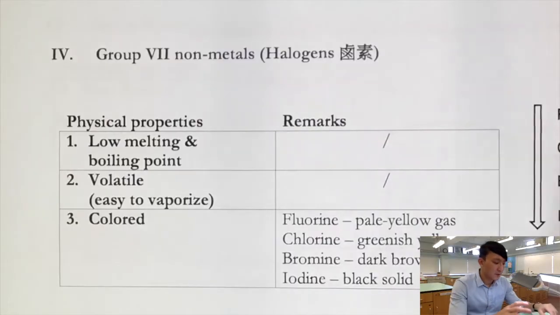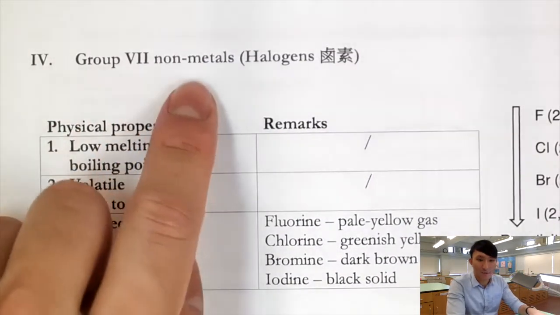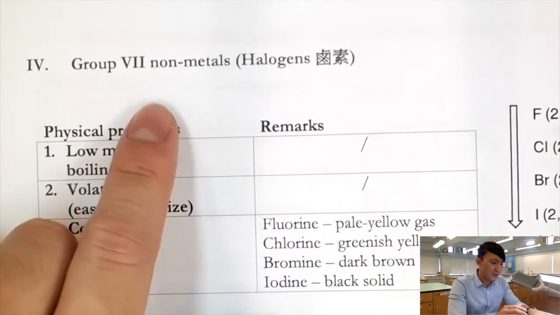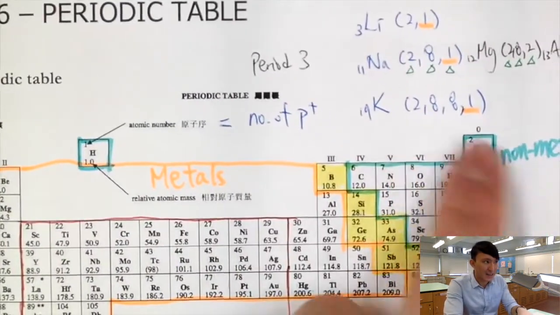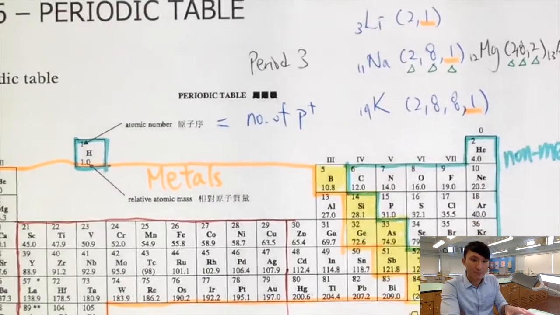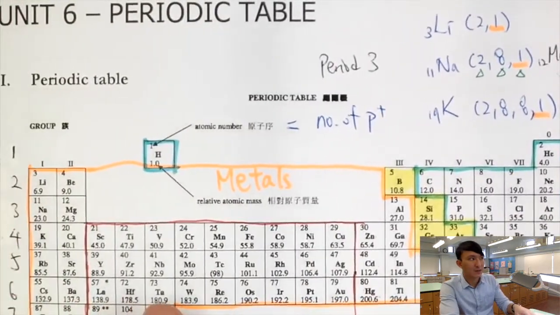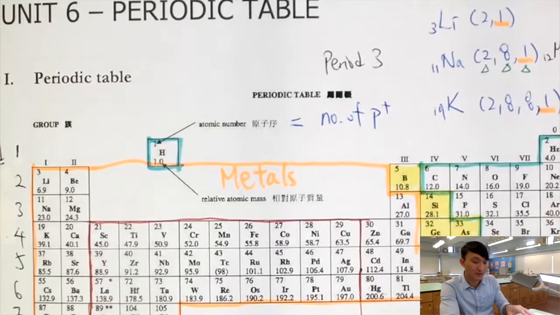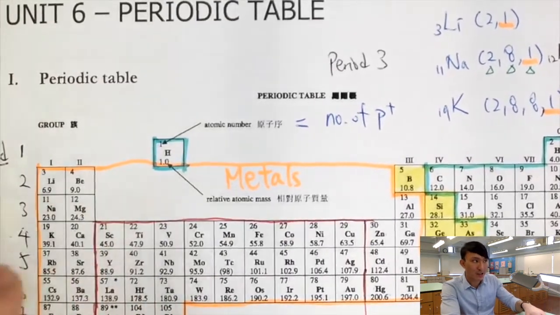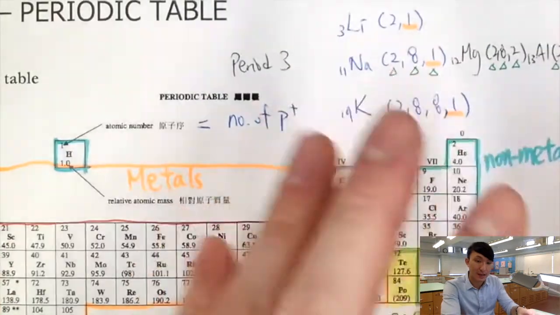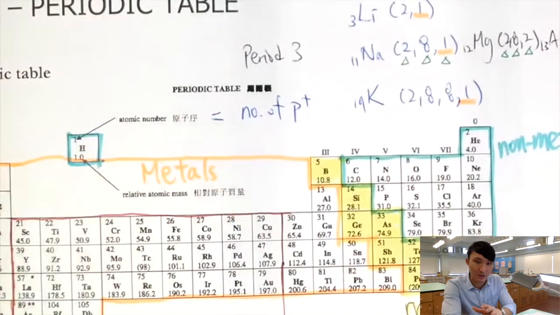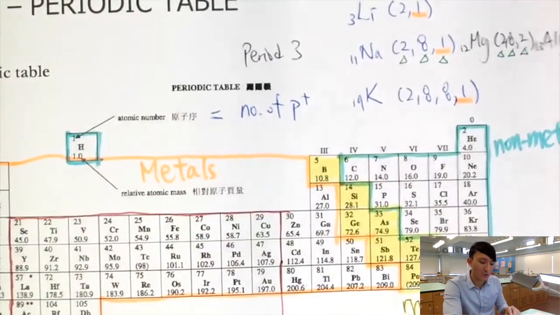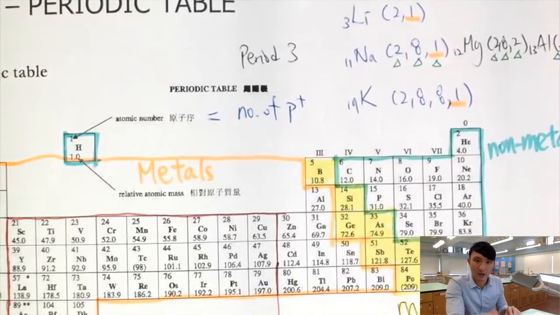All right. Now let's move on to Group 7 nonmetals, the halogens. This time, if you go back to the periodic table, you see Group 7 is on the right-hand side of the periodic table. And if you remember, one of the periodicity, one of the recurring patterns on the periodic table, is that the elements change from metal to non-metal. So basically the elements on the right-hand side are the non-metals. Group 7 is all the way to the right-hand side, and therefore all the Group 7 elements are non-metals. Okay?